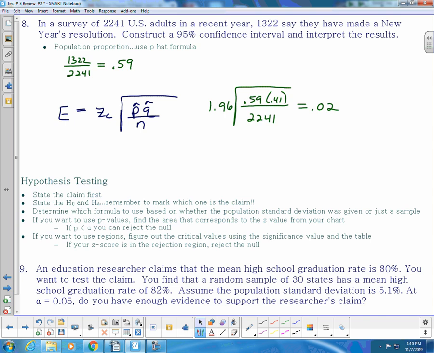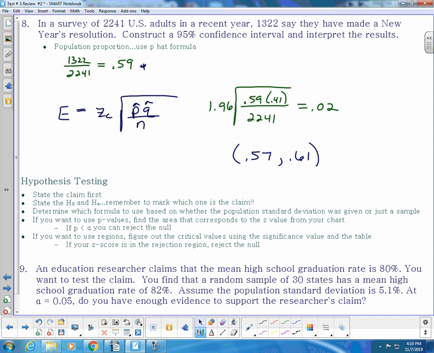Okay? That's what you're going to add and subtract to your mean. So 0.59 minus 0.02 is 0.57. 0.59 plus 0.02 is 0.61.